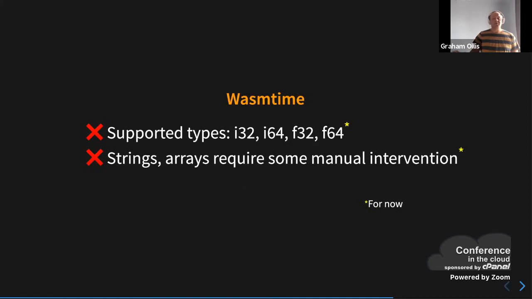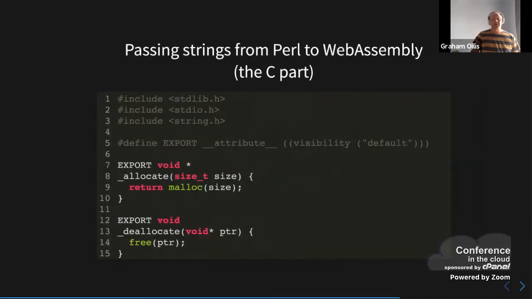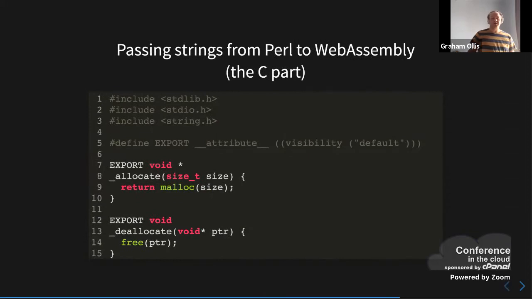Unfortunately, only basic numbers are supported. Strings, arrays, and nested data types typically require peeking into WebAssembly's linear memory region and having some knowledge of the way the guest language stores its data structures. At least we do have access to the memory region, though. So I want to show you as quickly as possible an example of how you would write some bindings to a library that takes strings as input and output.